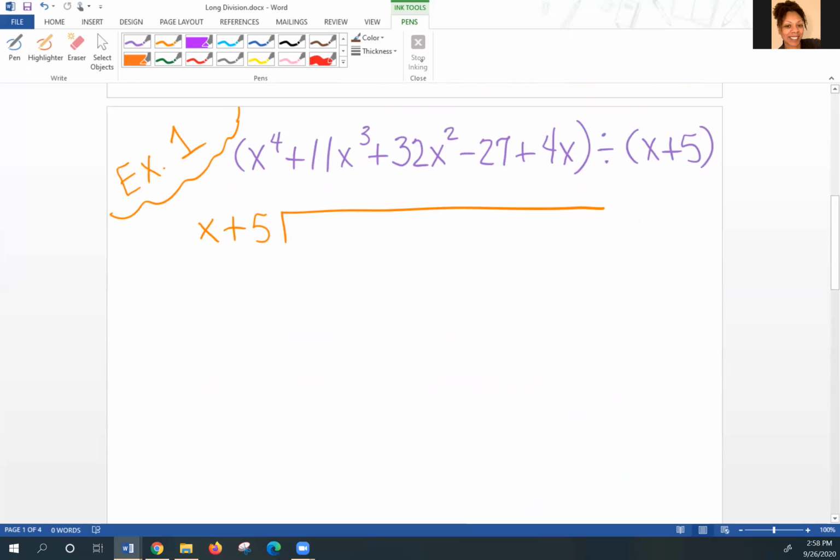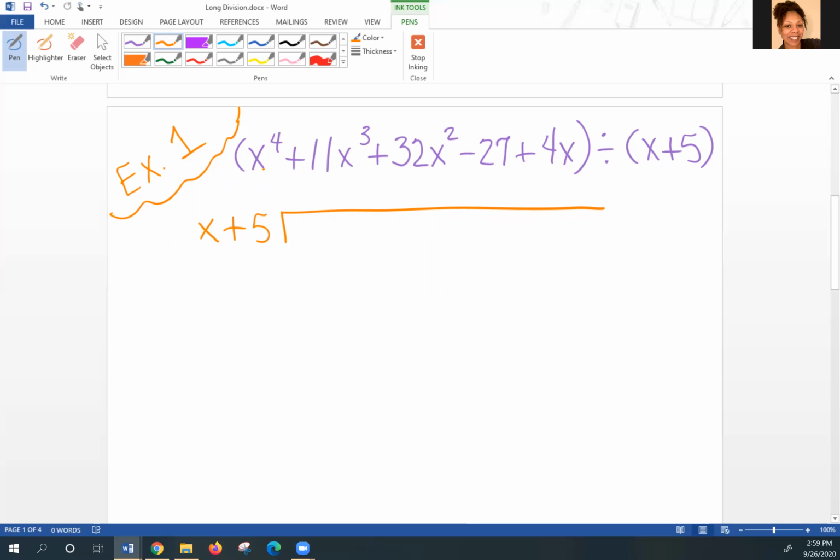I've already begun the problem for you, but what you need to know is your divisor is what follows your division sign. So I want to take this dividend, which is your polynomial, and place it under the division sign. So this polynomial, or my dividend, divided by this divisor, x plus 5. I have to make sure it's in standard form. So my dividend has to be in standard form as well as my divisor, which is already in standard form.